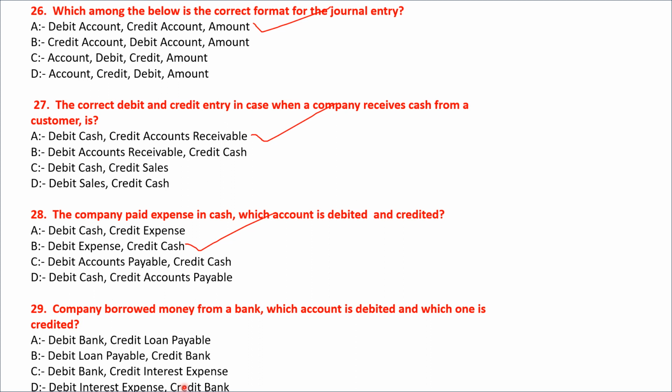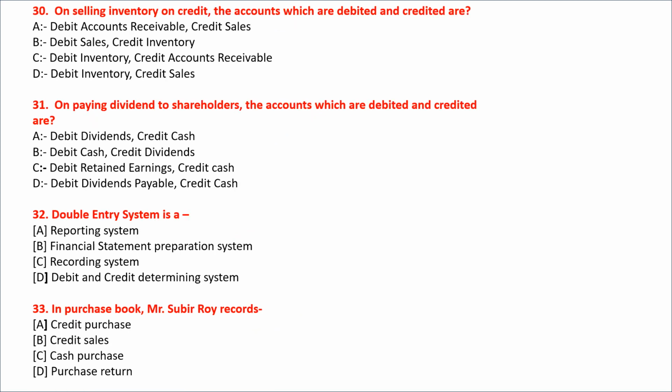ओके, अगला क्वेश्चन है company borrowed money from a bank. So which account is debited and which one is credited? Option है बैंक account, debit bank, credit loan payable, debit loan payable, credit bank, credit interest expense and debit interest expense, credit bank. So इसका सही आंसर होगा ऑप्शन ए डेबिट बैंक क्रेडिट लोन पेएबल. ओके, चलिए आगे बढ़ते हैं.